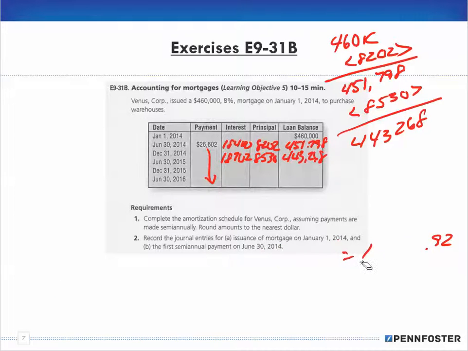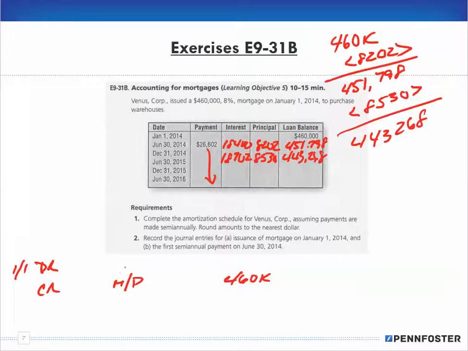All right. So number 2 says, record the journal entries for issuance of mortgage on January 1st. So our issuance of $460,000, right? We're issuing a mortgage, and a mortgage is a liability. It's money we owe. So we're going to credit mortgage payable, because we increase our liabilities on the credit side for $460,000, and debits have to equal credits.